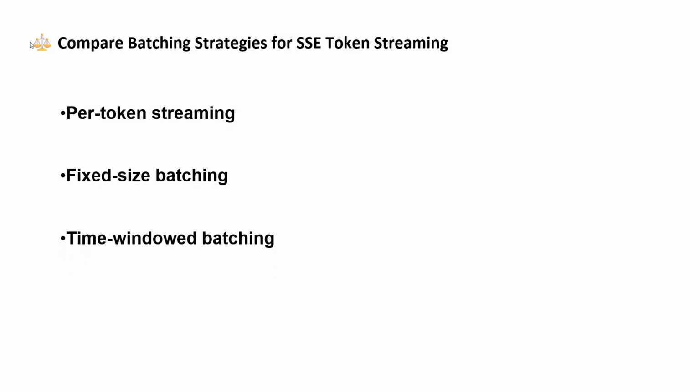देन थर्ड पॉइंट है हमारा टाइम विंडोड बैचिंग. सो इसमें टोकन्स भेजे जाते हैं एक पर्टिकुलर रेगुलर इंटरवल पे. फॉर एग्जाम्पल एवरी 500 मिली सेकेंड्स पे एक बैच भेजा जा रहा है. इट्स स्मूथ पेसिंग विद प्रिडिक्टेबल यूएक्स.